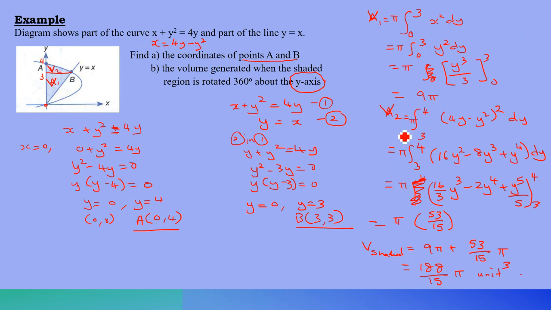So you have two different volumes. In this case, can you see the limits are not the same? This type of question will be in paper 2, part B, and will carry more marks because it's more complicated. Be careful when you work it out, you have to see whether you need to divide it into 2 parts or just 1 part to find the volume, depending on the shape of your curve.